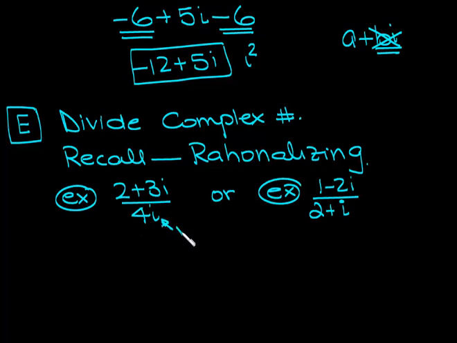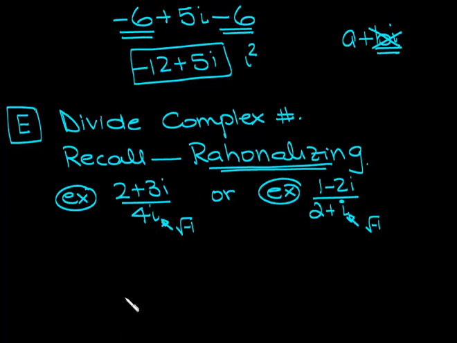Now in both of these cases, if you notice, I'm dividing two complex numbers, but this i is technically a square root of minus 1, and so is this i. Can we have radicals in the denominator? What did we learn in the section on radicals? We can never have radicals in the denominator. So we have to do something called rationalizing.